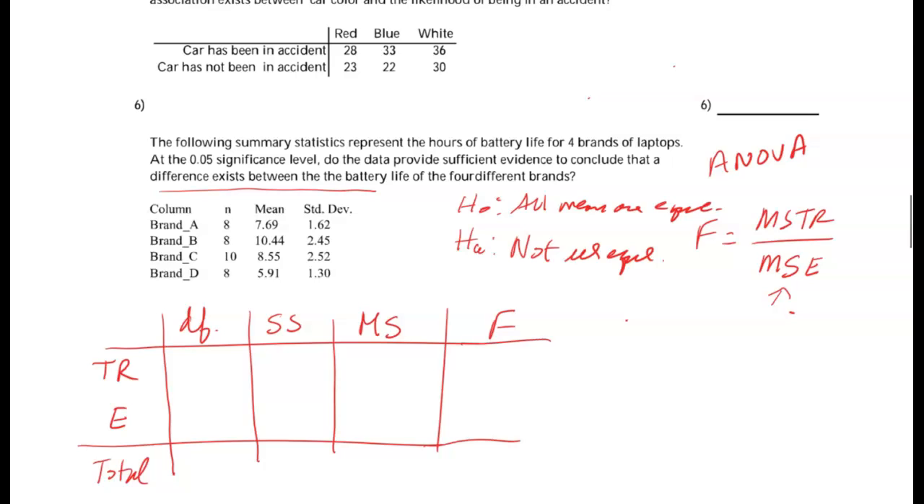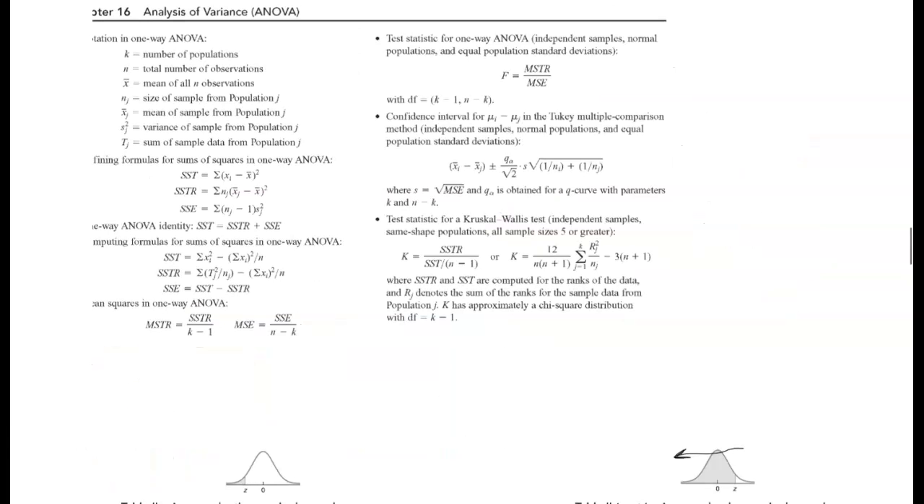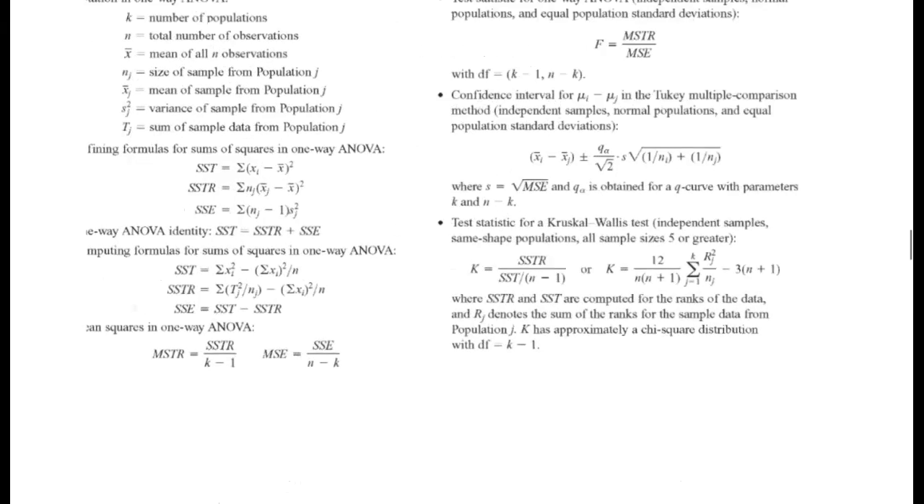So when you go to your formula sheet, this is where it gets a little tricky, because sometimes there are formulas based off data, where you are given all the data. We are given here what we call summary statistics. We're not given any data. Or there are formulas for when you're given summary statistics. Let's go to our formula sheet for a second.